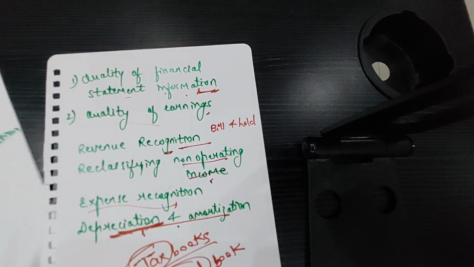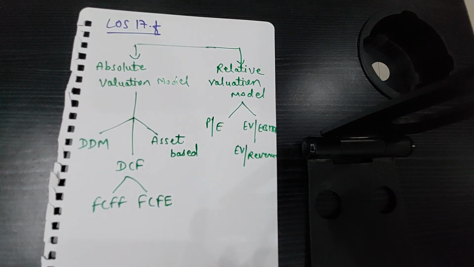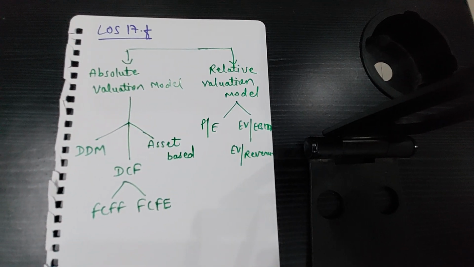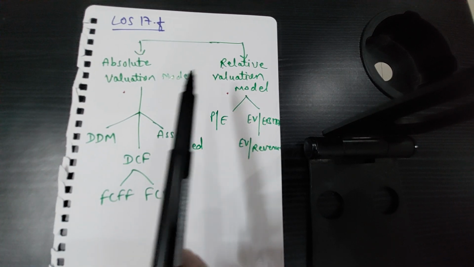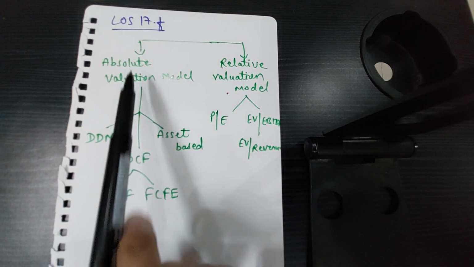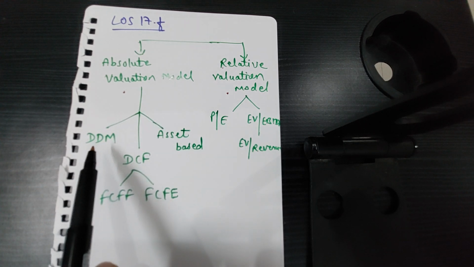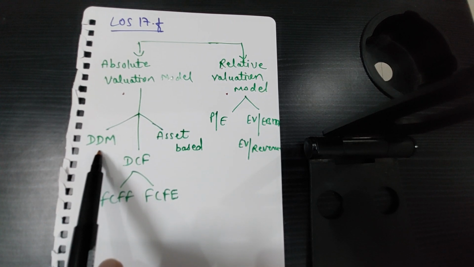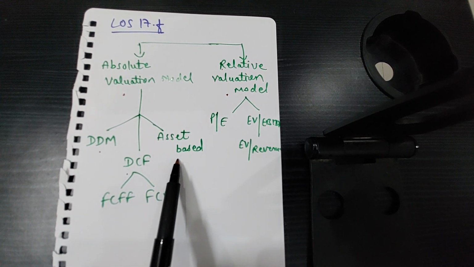Then comes another LOS, 17F, which is contrast absolute and relative valuation models and describe examples of each type of model. Okay. So there are absolute valuation models and there are relative valuation models. Under absolute valuation models, there is a dividend discount model, discounted cash flow model, asset based model.